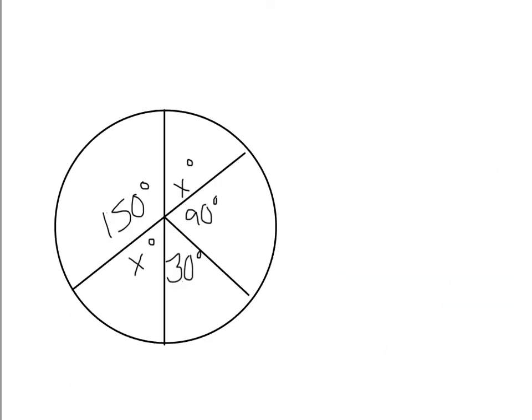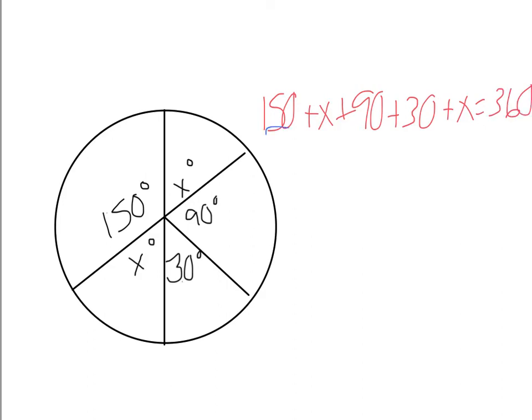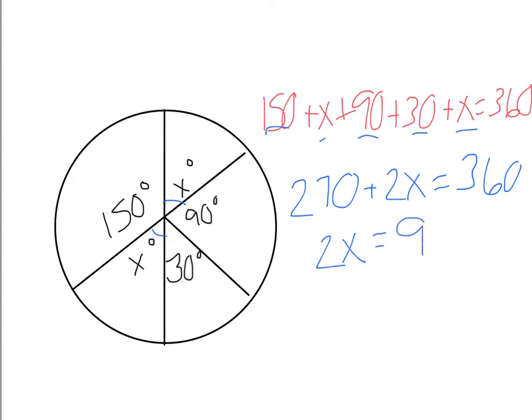So again, go ahead and try this one. This one's a little different from the last two. See if you can figure it out. When you're ready, press play and get the answer. Okay, so we're going to take 150 plus x plus 90 plus 30 plus x equals 360. Combining my numbers, I get 270, and combining my x's, I have two x's. I subtract 270 from both sides, so I get 2x equals 90. Divide by 2, so x in this one is 45.